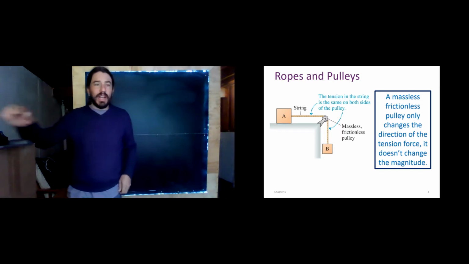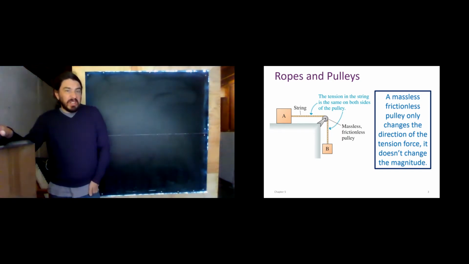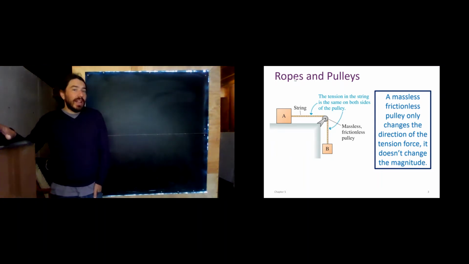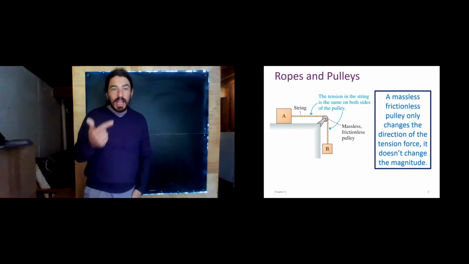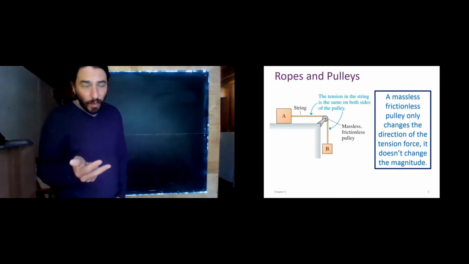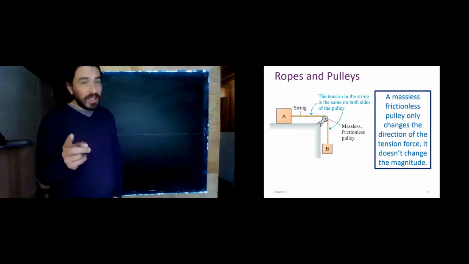We won't worry about that for now. We could if we wanted to, but we're not going to. So this means that the tension anywhere in a single rope is the same, as long as we have a massless, frictionless pulley. So far, we will add mass and friction to pulleys later on in the semester. But so far, we have massless ropes, massless, frictionless pulleys, and that means that a pulley only changes the direction of a force. It does not change the magnitude of the force.